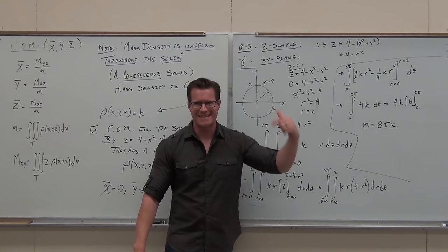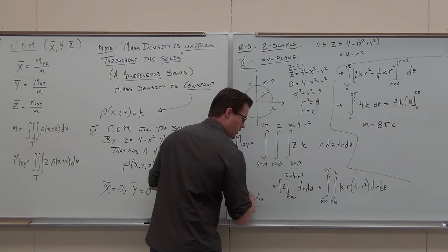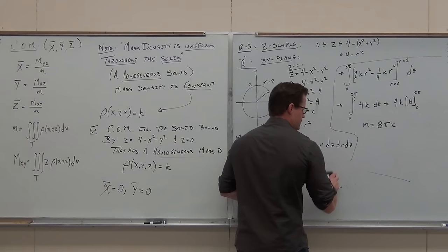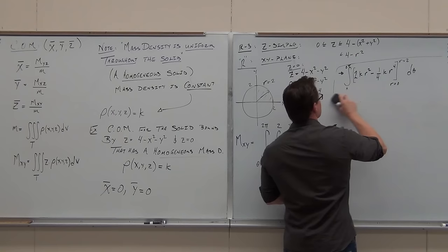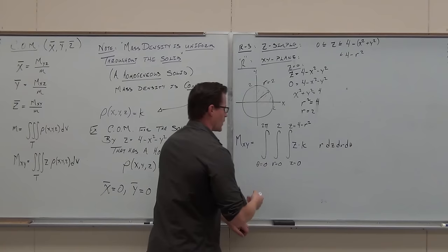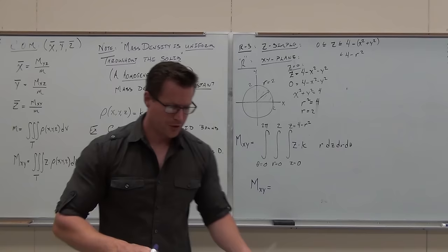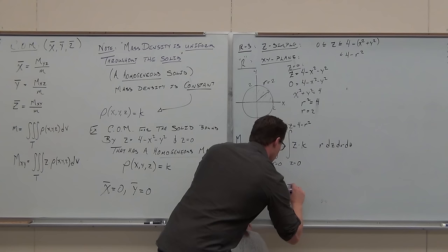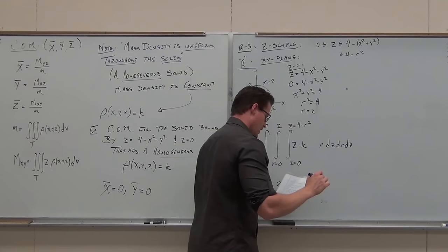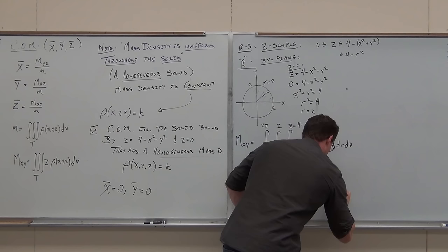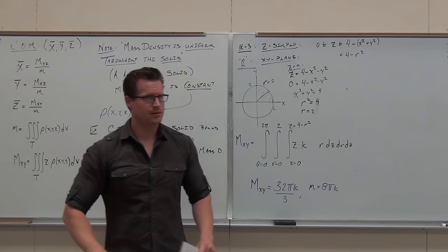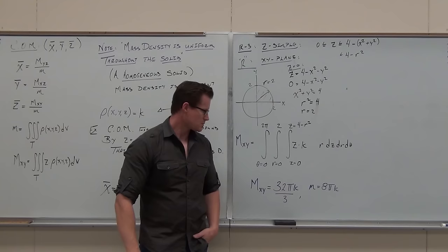What this ends up giving you, if you want to know, you work on your own. The integration is virtually identical, just with a couple of different constants. But this is going to end up giving you, I erased our other answer, I have it written down here: 32 pi k over 3. M was, if you recall, 8 pi k. With me, yes, no? Okay.